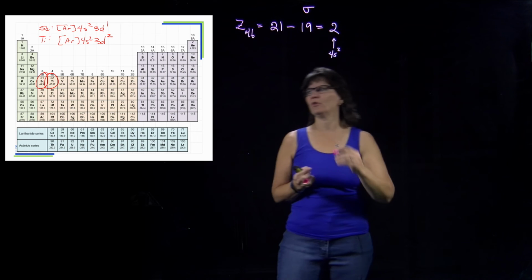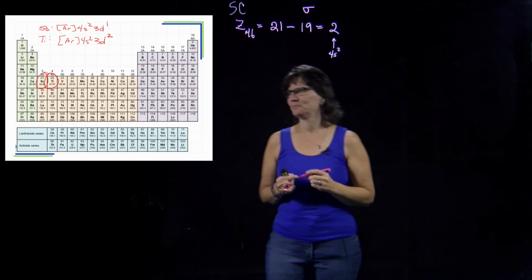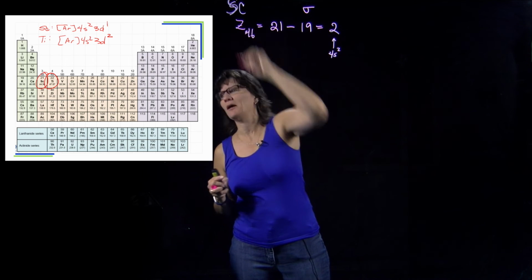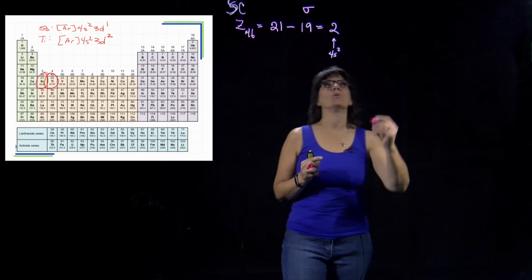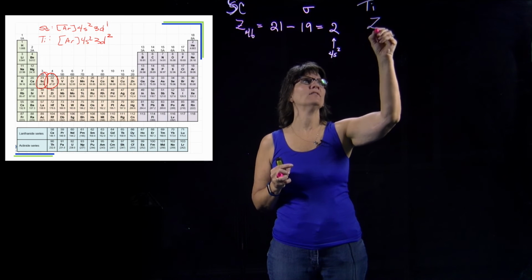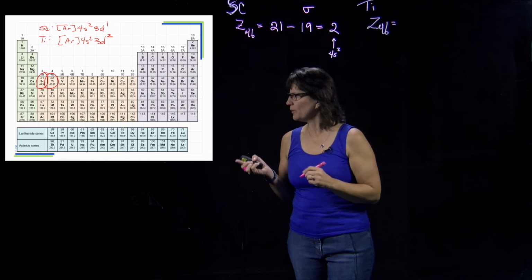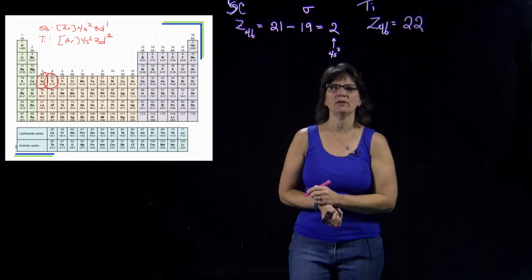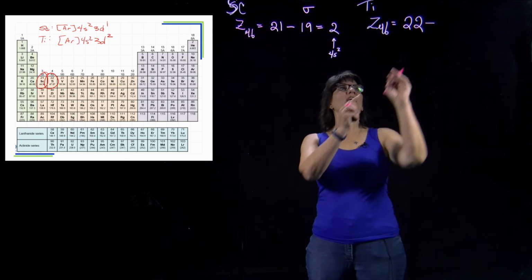Now, this was for scandium, Sc, big S, little c. Now if we do it for the next one, which is titanium, the Z effective would be the nuclear charge. We look at it on the periodic table and we see that it has 22 protons in the nucleus. And then we're going to subtract out the shielding.